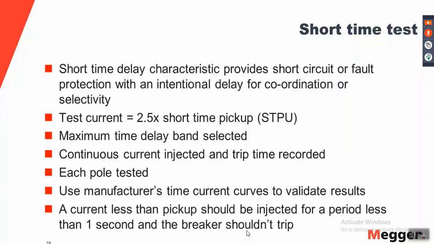Each pole needs to be tested separately. The time current curves can be used to validate the results. In addition, a current less than the pickup needs to be injected for a period less than 1 second, and it should be verified that the breaker doesn't trip at that current.